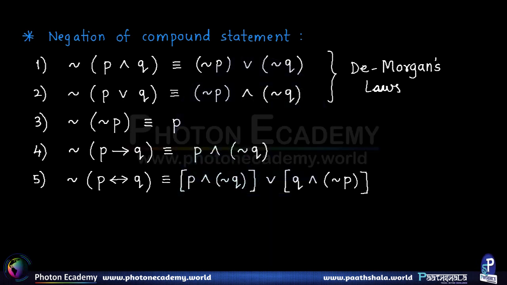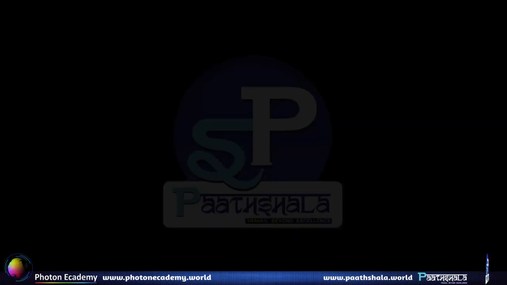Okay, so as an example, let us try to prove one of the negations, say the fourth one. Suppose we want to prove that negation of P implies Q is P and negation Q. Alright, so let us prove that on the next slide. Negation of P implies Q is equivalent to P and negation Q.